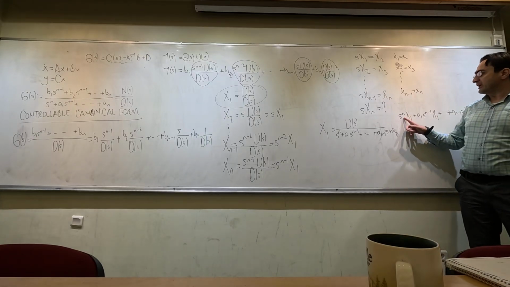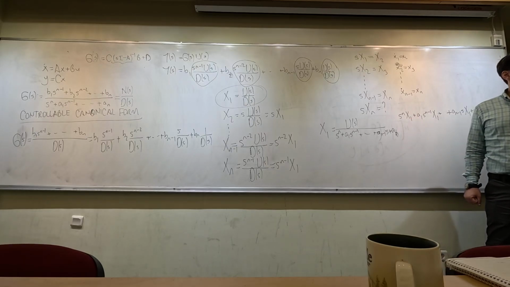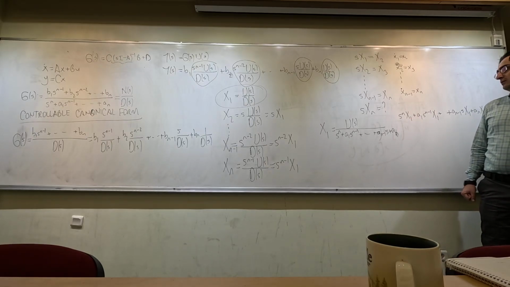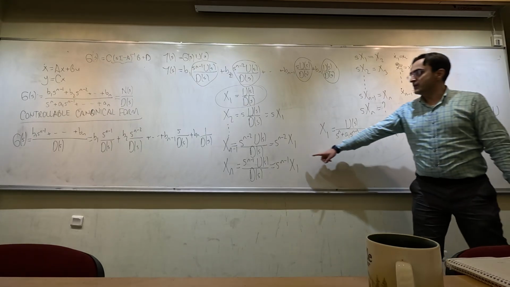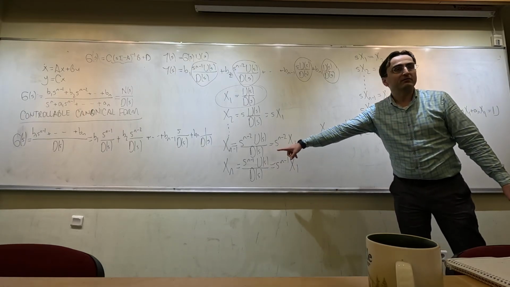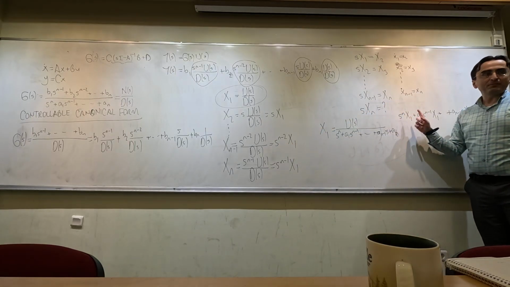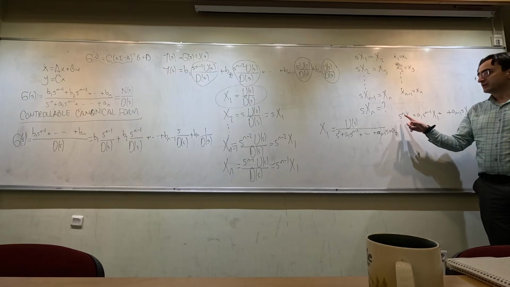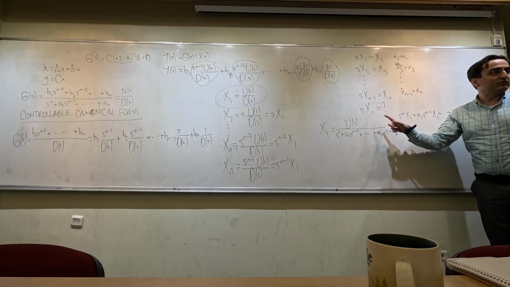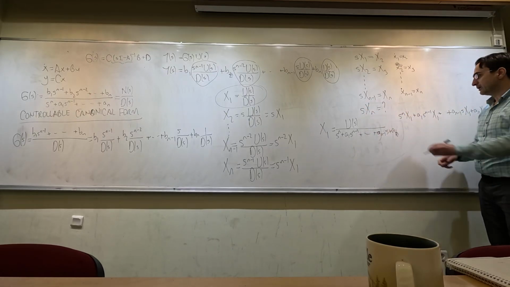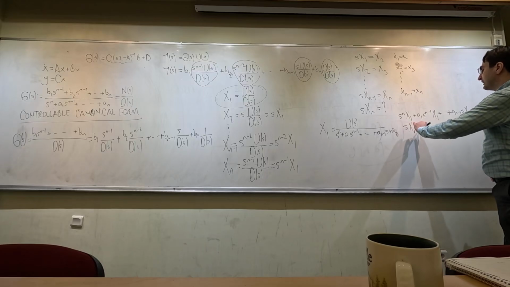So what do you think s to the n minus 1 x1 is? I need to write it. S to the n minus 1 x1 is xn. Okay? So if I separate one of the s's from here, this is going to be s times xn, which is what I'm looking for. Okay? So this is s times xn.